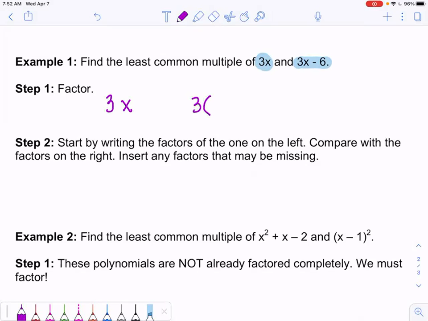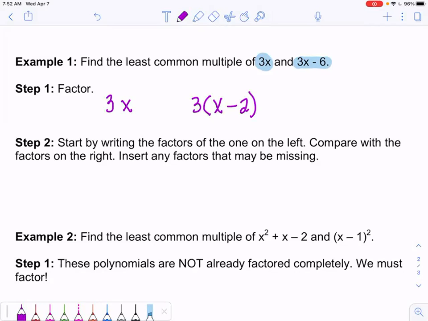Yeah. So it has a GCF of 3. So we would pull out the 3. So the one on the left is not factorable. It's just 3 times x. But the one on the right, we can take out a 3. So it's now factored.